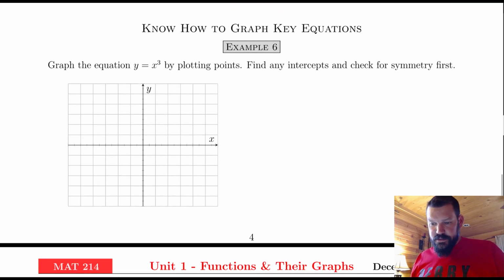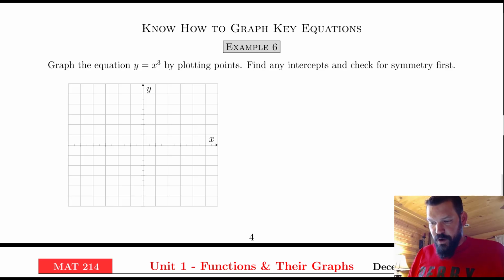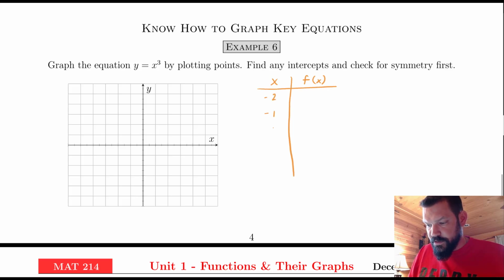The next one says to graph the equation y equals x cubed by plotting points, find any intercepts, and check for symmetry. The graph of y equals x cubed hopefully is one of those that you guys are familiar with already, but if it's not, we can come up with some points here that are going to work. So let's just take a small table of values. Let's start out at -2, -1, 0, 1, and 2.